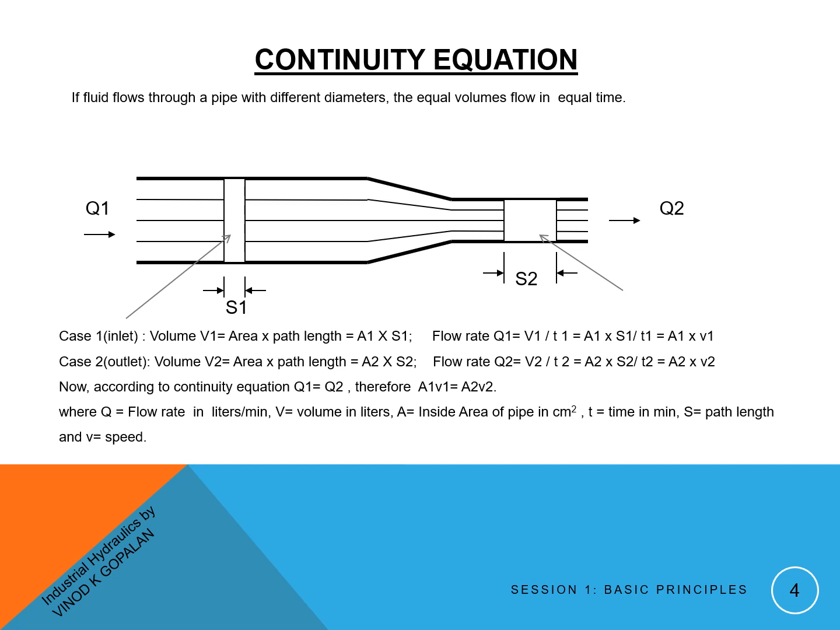Now, according to the continuity equation, Q1 is equal to Q2. Therefore, A1 v1 is equal to A2 v2, where Q is the flow rate in liters per minute, V is the volume in liters, A is the inside area of the pipe in square centimeters, T is the time in minutes, S is the path length, and small v is the speed, or flow speed.